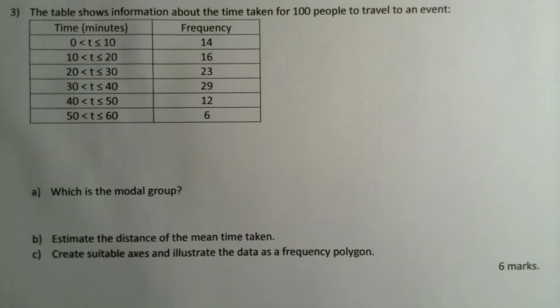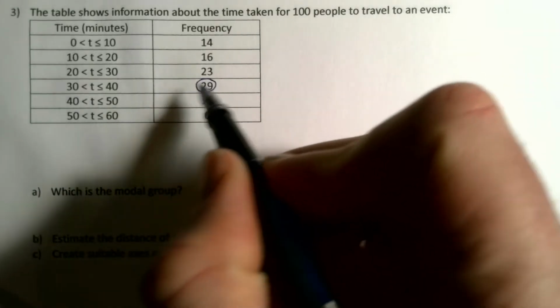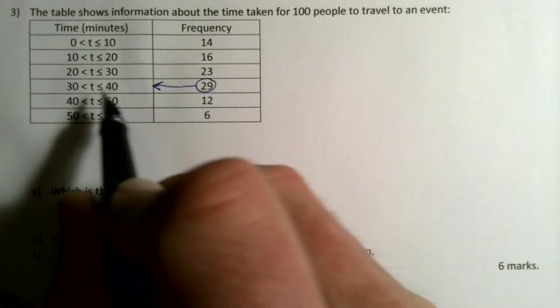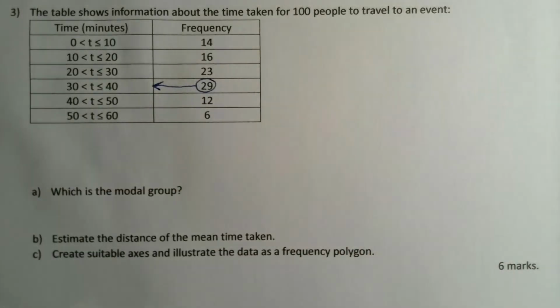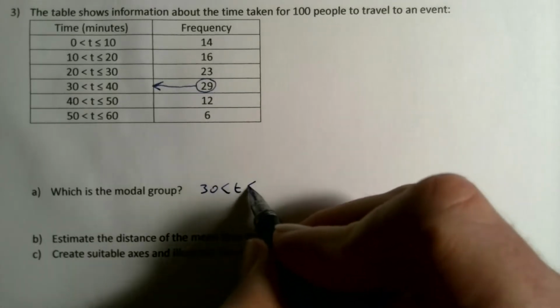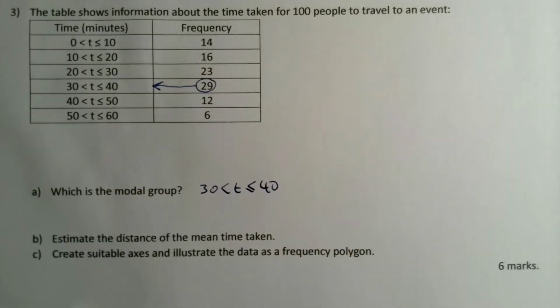Right, okay, so pause the video and give this one a go. So the modal group is the group that contains the mode, and the mode is the thing that happens most often. The most frequent thing to happen is 29, so 29 people travel between 30 and 40 minutes, so the modal group will be that group, and I just copy down exactly what that group is called.